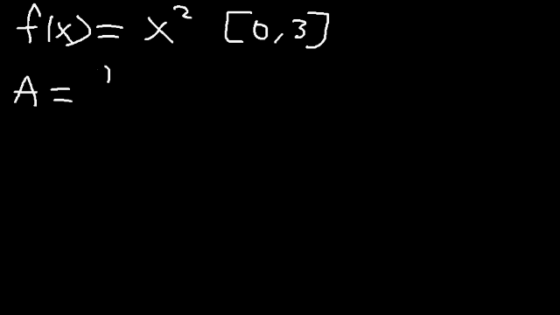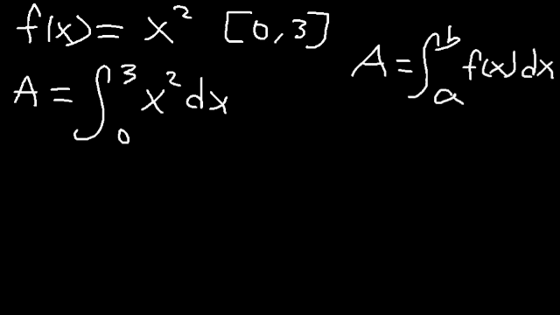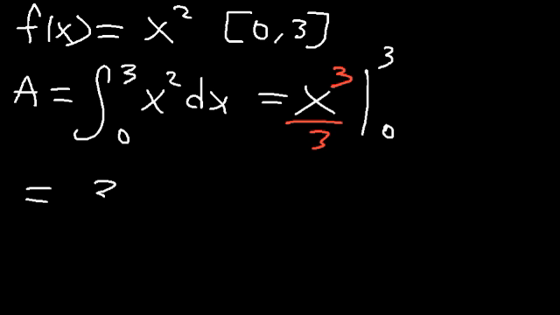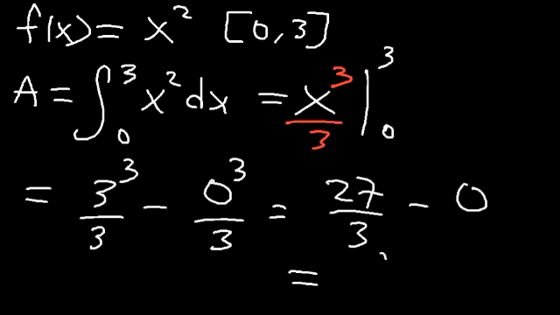So the area is going to be the integration from 0 to 3 of x squared dx. The general equation is this. The area is the antiderivative from a to b, f of x dx. So the antiderivative of x squared is going to be x to the third divided by 3. So add 1 and then divide by that exponent. And this is going to be from 0 to 3. So now let's plug in 3. This is 3 to the third divided by 3 minus 0 cubed over 3. 3 to the third is 27, and 0 cubed is simply 0. 27 divided by 3 is 9. So the area is equal to 9.